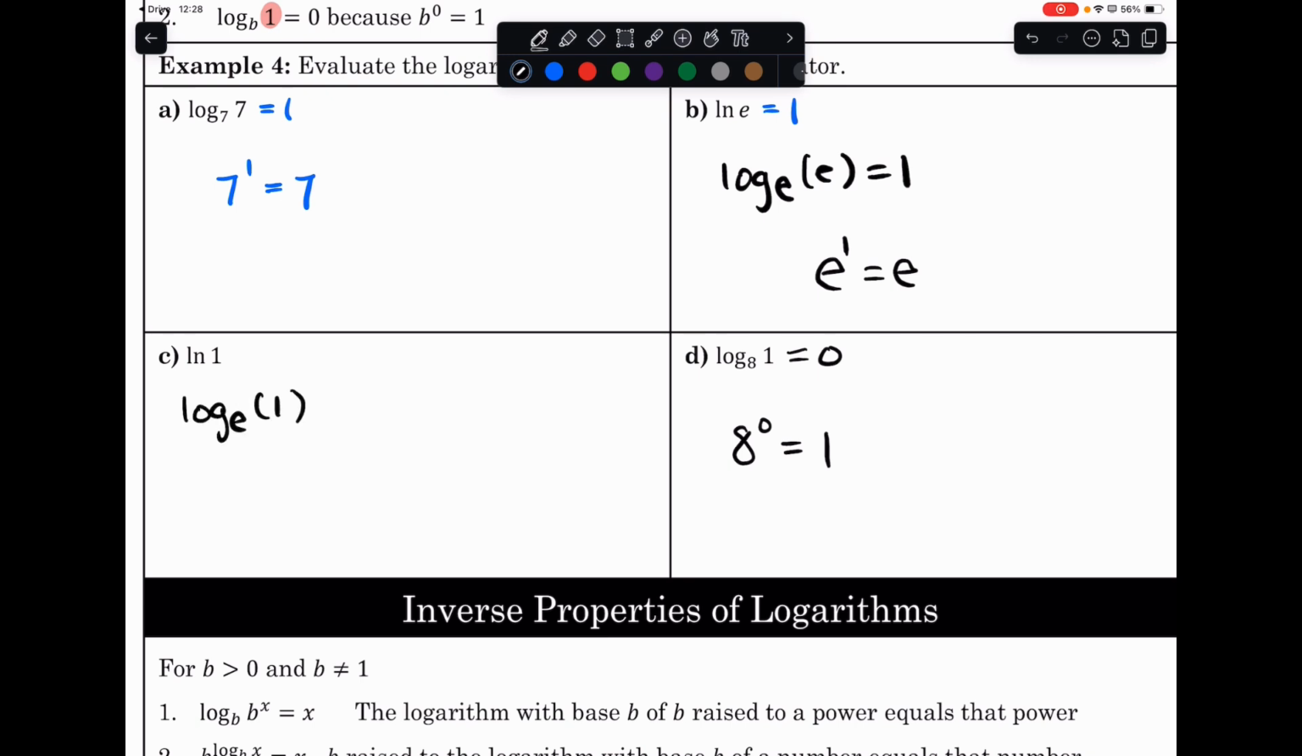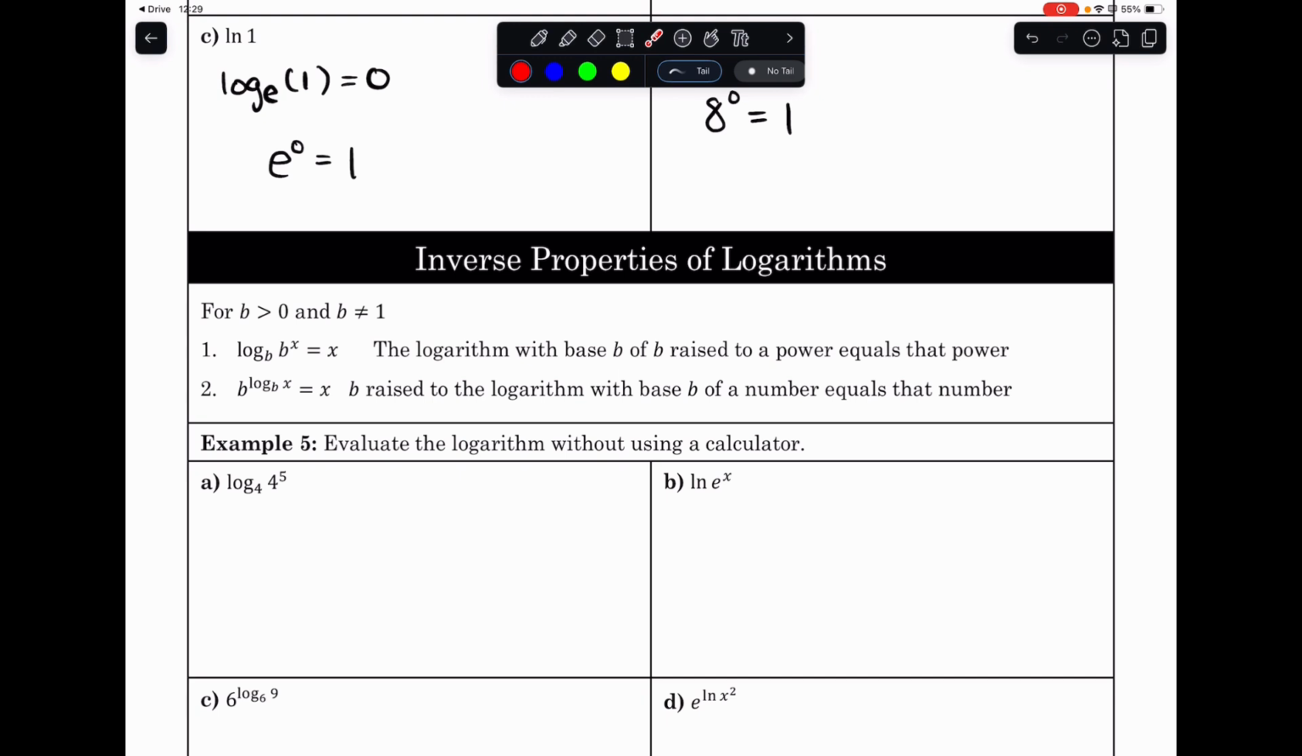So regardless of what the base is, if we want to evaluate the log of 1, the only way we can do that is if this thing equals 0. And if we convert it to its exponential equivalent, it makes sense because e to the 0 power equals 1. This base e raised to that power equals 1. So the only way to get this exponential equation to equal 1 is if the exponent is 0 to the base. And then finally, we have the inverse properties of logs.